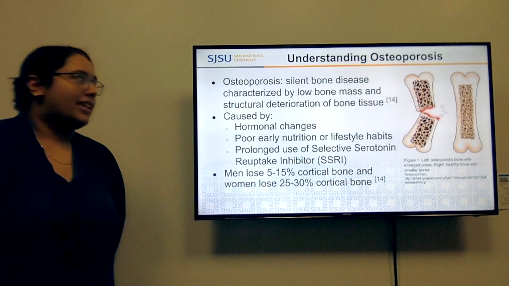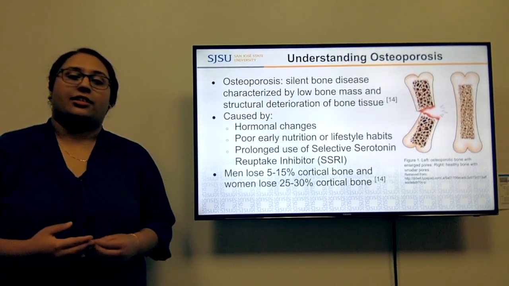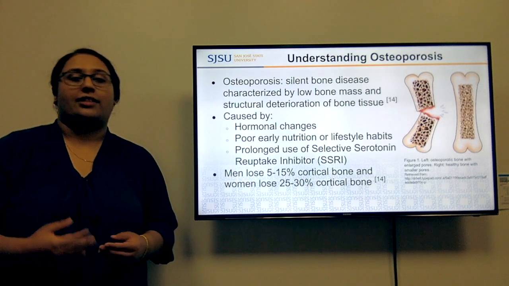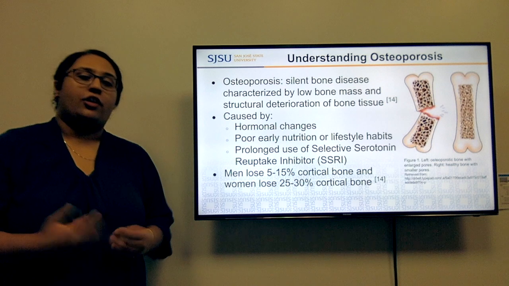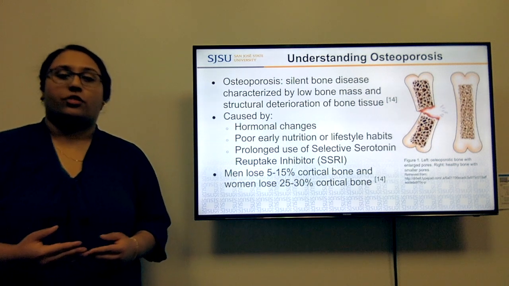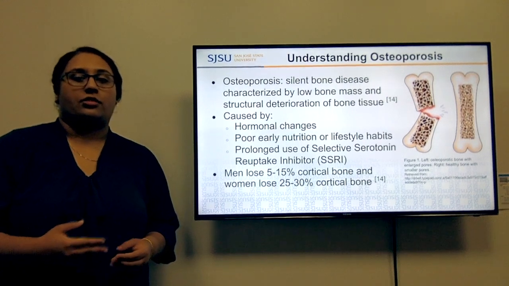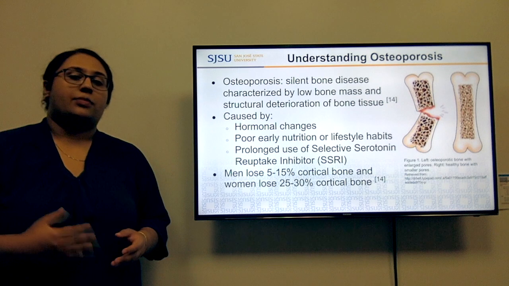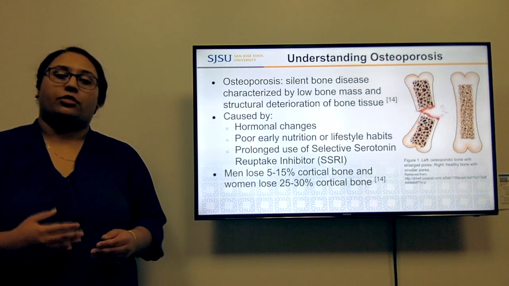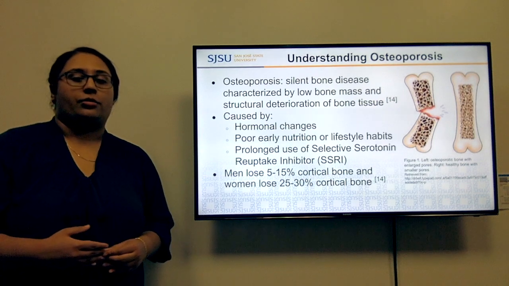So, understanding osteoporosis. Osteoporosis is a silent bone disease that is characterized by low bone mass and the structural deterioration of bone tissue, and it is normally caused by hormonal changes, poor early nutrition, or lifestyle habits, along with prolonged use of SSRIs. It is estimated that men lose up to 5 to 15% of their cortical bone mass, while women tend to lose 25 to 30% of their cortical bone mass.